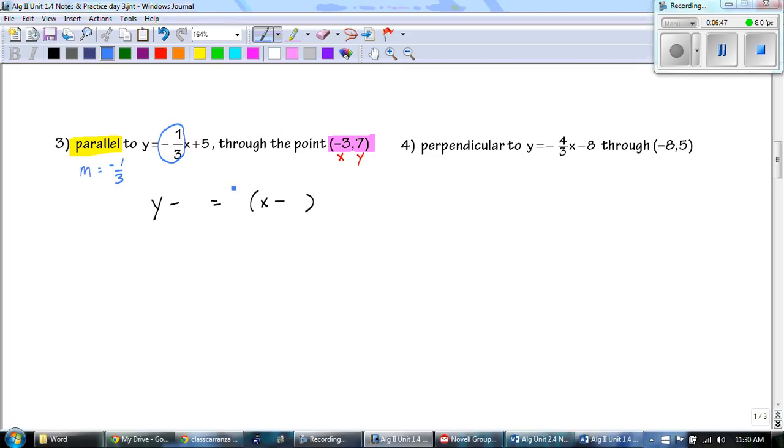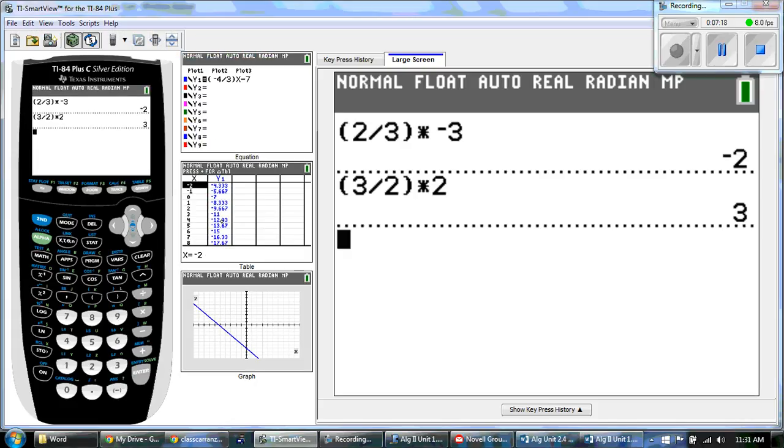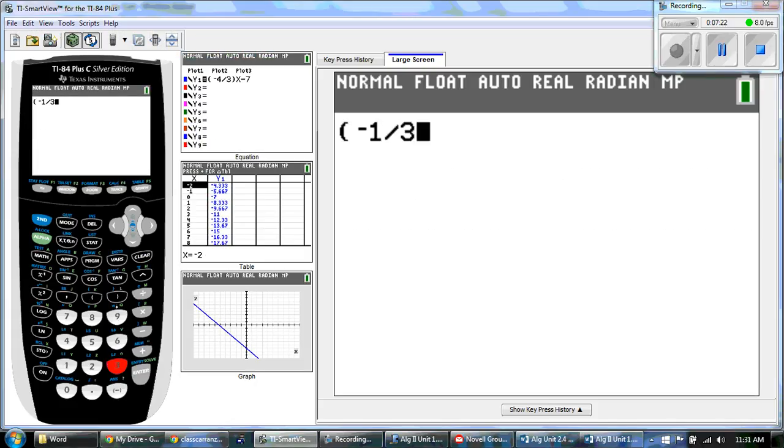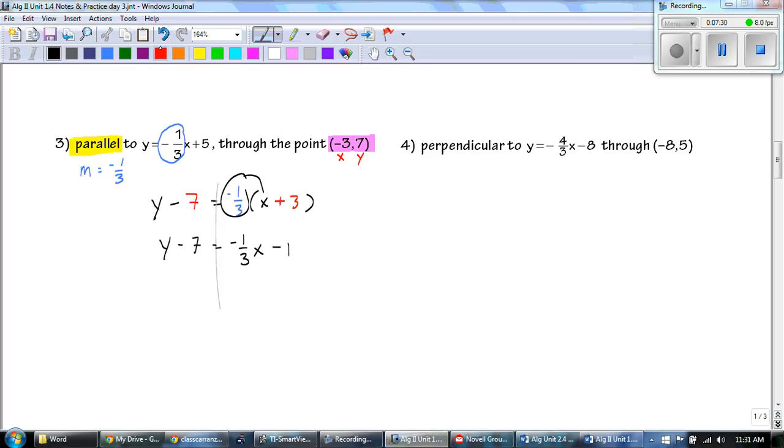Okay. So I'm going to plug in my slope, negative 1/3. And then 7 goes with the y and the negative 3, so that turns to 2 negatives, so that's a positive 3. And then we solve. Okay, we're going to distribute the negative 1/3, turns into negative 1/3 x. Okay, and then I have negative 1/3 times 3. Remember, if you have trouble with that, load up your calculator. I have negative 1/3 in parentheses, and I'm timesing it by 3, and that equals negative 1. Now my y is not by itself yet, so I'm going to add 7 to both sides, and I get y equals negative 1/3 x plus 6.